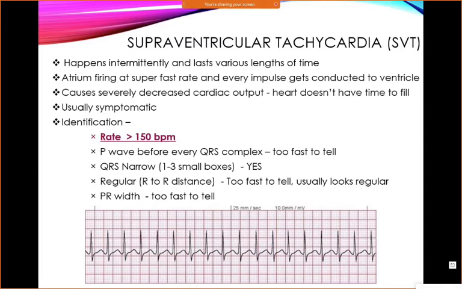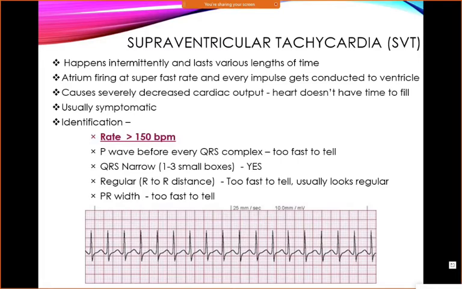Something's wrong with the atrium. The atrium is making this super tacky. You might hear this called rapid ventricular rate, or RVR. This is anything over 150. So when you're training and you've got your heart rate up to 95, you are technically in SVT. We just don't know what's causing the SVT. But because the QRS is narrow and normal, 1 to 3 small boxes, we need to figure out what is happening. It's too fast to tell what the PR width is. We don't know what is causing this.